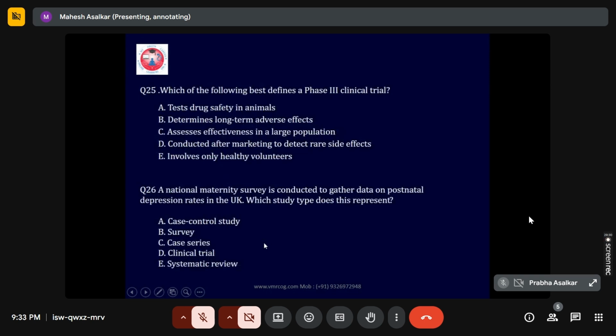Next question. Question 25. Which of the following best defines a phase 3 clinical trial? Option A, tests drug safety in animals.